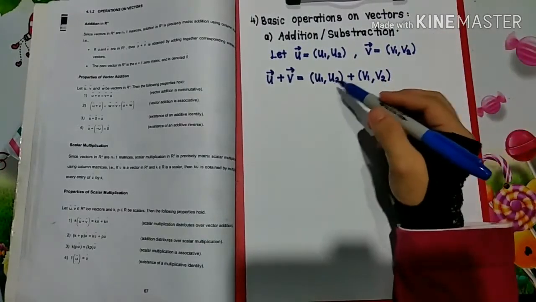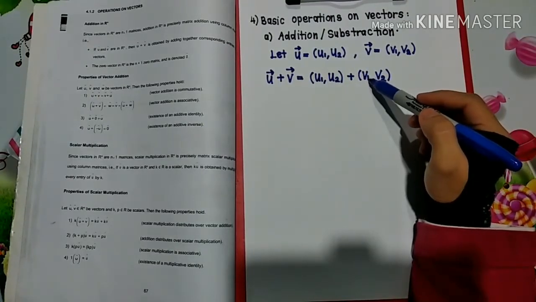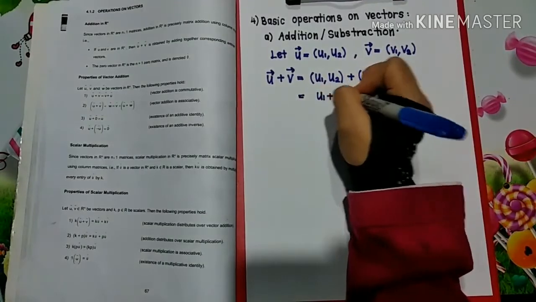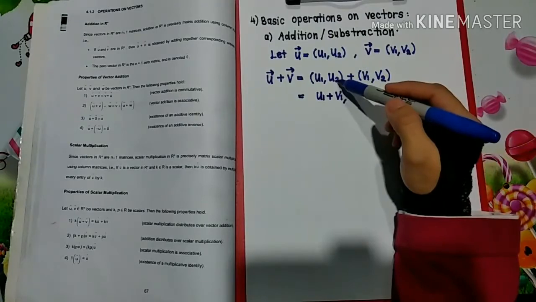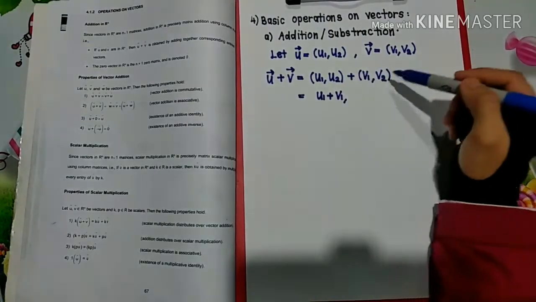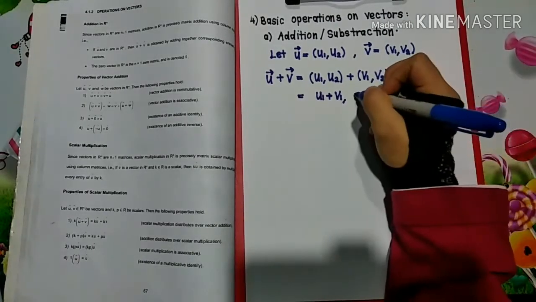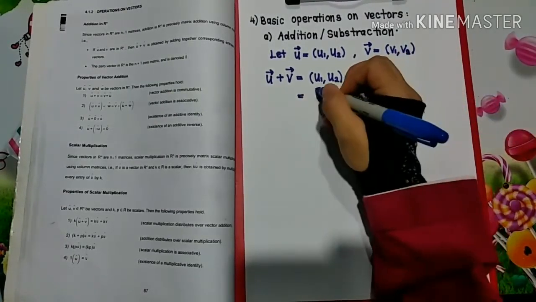So how do you add these 2 vectors? The first entry in the first vector you add with the first entry in the second vector, so that means U1 plus V1. Same thing here: the second entry of vector U you add with the second entry of vector V, so you will have U2 plus V2.